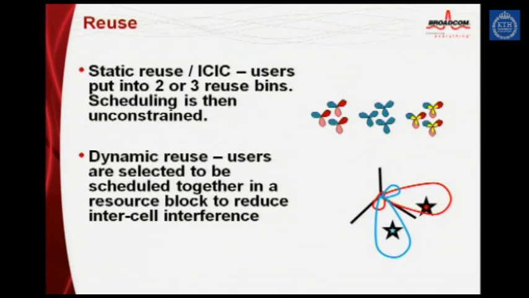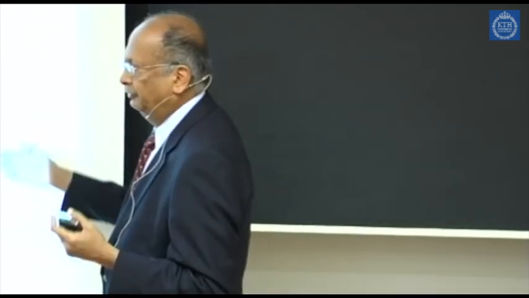But there's another way of looking at it. I had a couple of PhD theses looking at it at Stanford, what I call dynamic reuse, but I'm not sure that's the right word. The idea was a simple one. If you take one resource block, for example in LTE, or just one resource in frequency and time, you might ask: can I find two users for that resource, who are mutually not interfering?